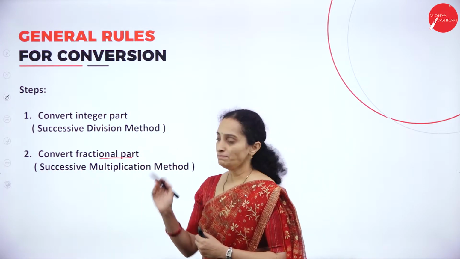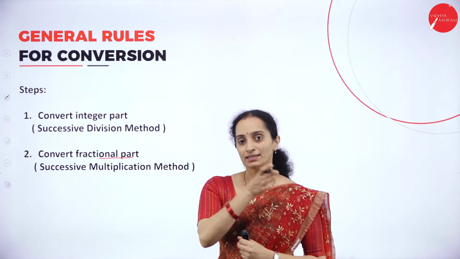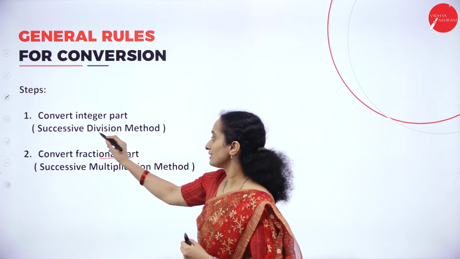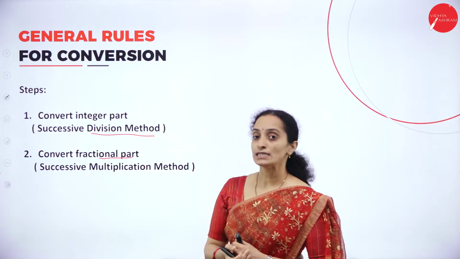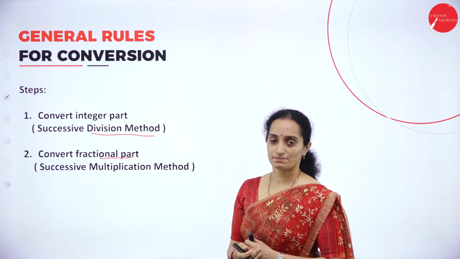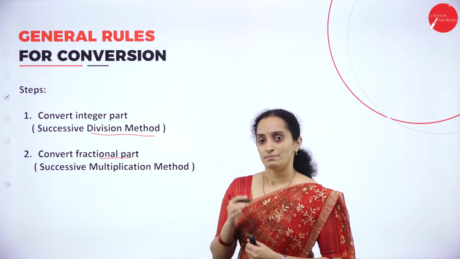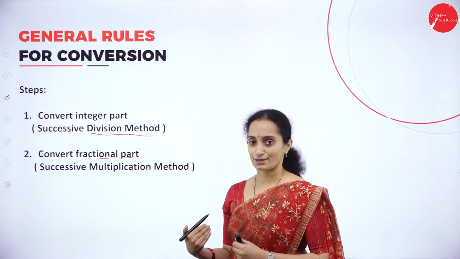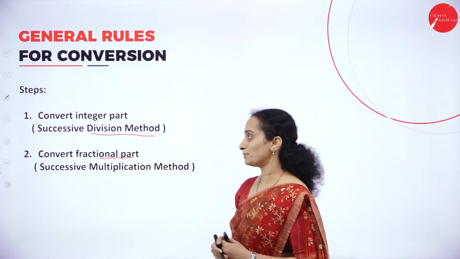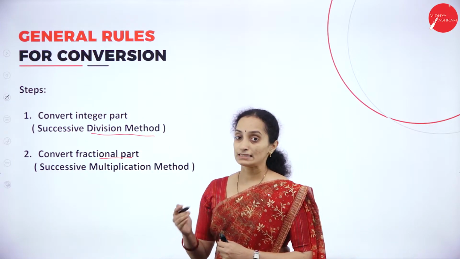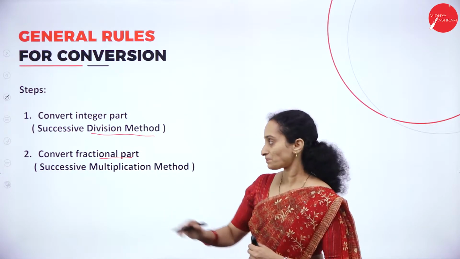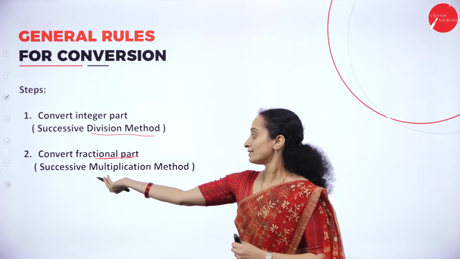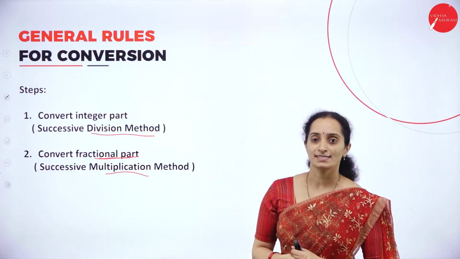Here the number has an integer part as well as a fractional part. For the integer part, we will be using the successive division method, dividing one by one until we reach a conclusion. We will look at what that conclusion is. Successive division must be done, whereas for the fractional part, successive multiplication is carried out.